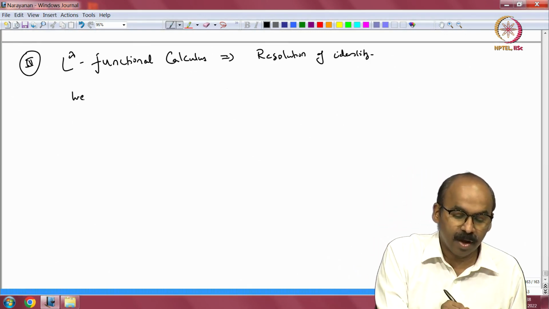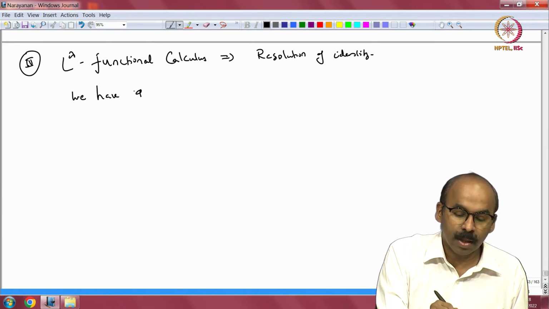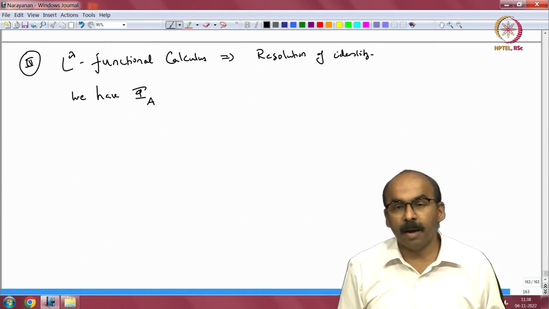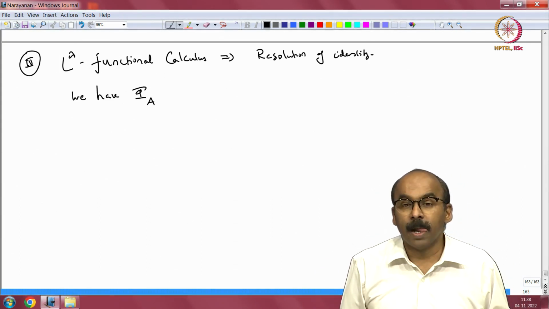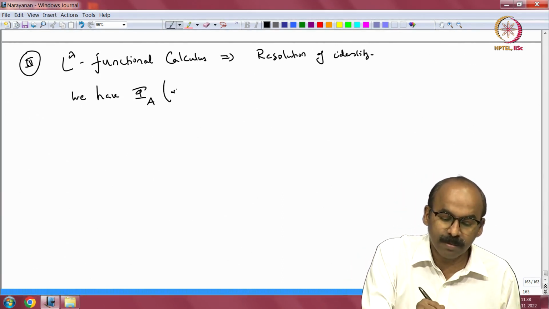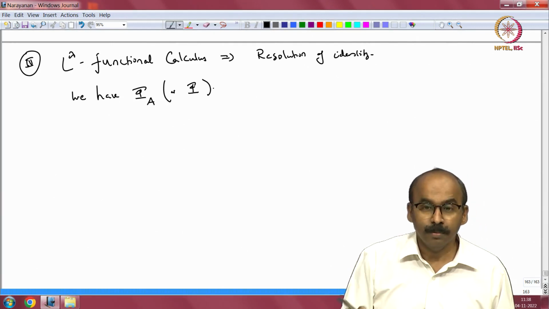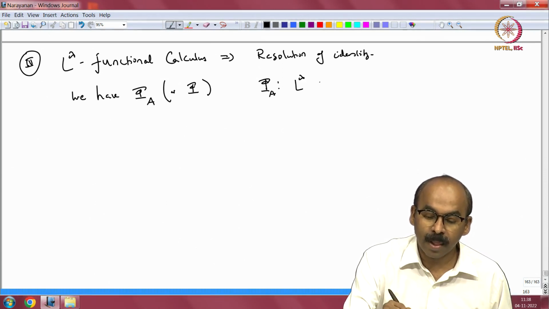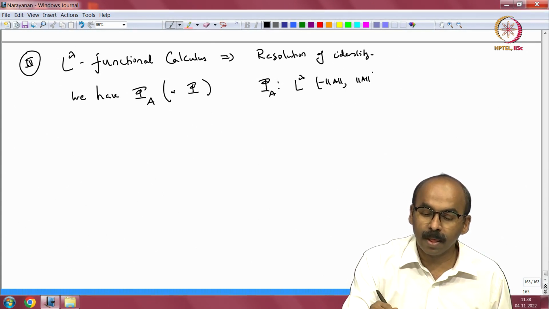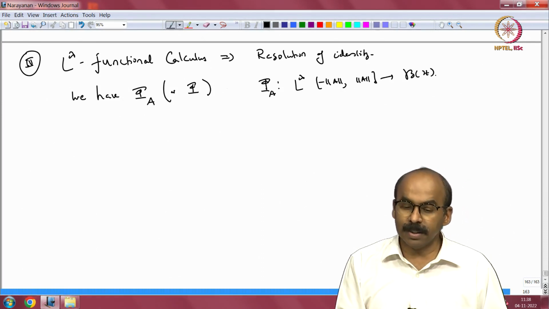So, we have phi of A. Let us call it phi sub A just to denote the dependence on the operator A, or sometimes we will simply write phi. So, what is phi of A? It is a map from L infinity of minus norm A to norm A to bounded operators on the Hilbert space H, a separable Hilbert space.